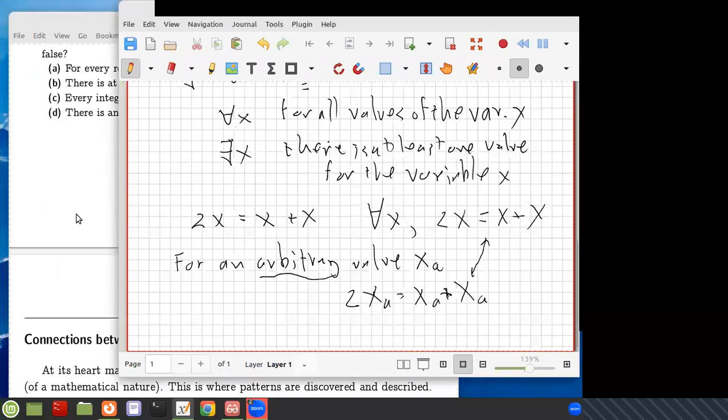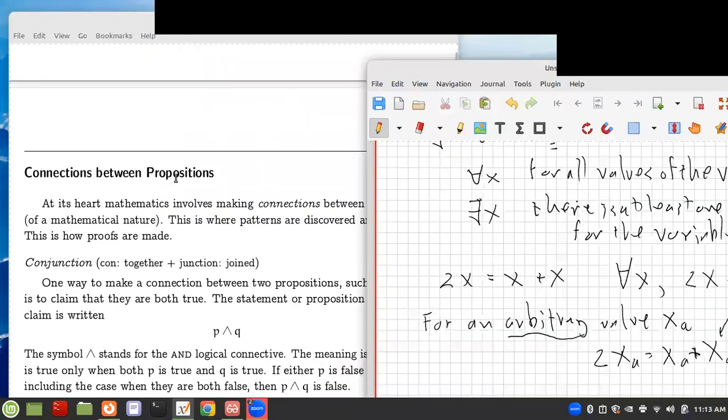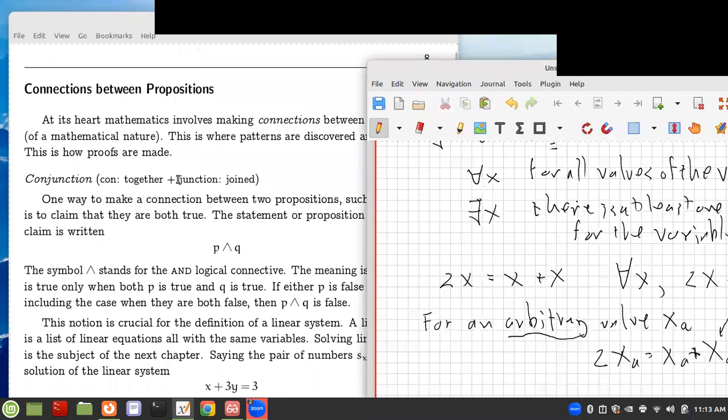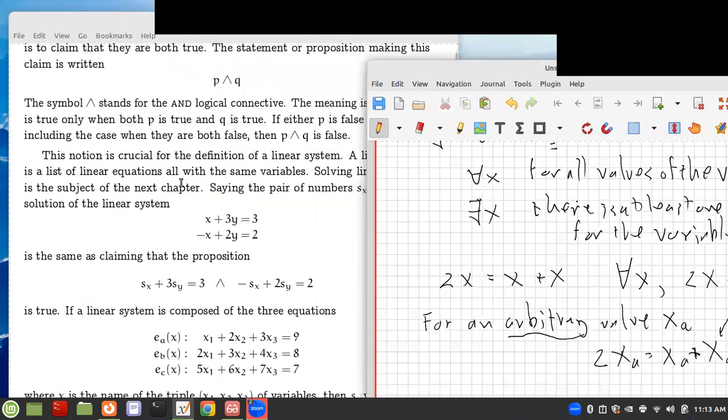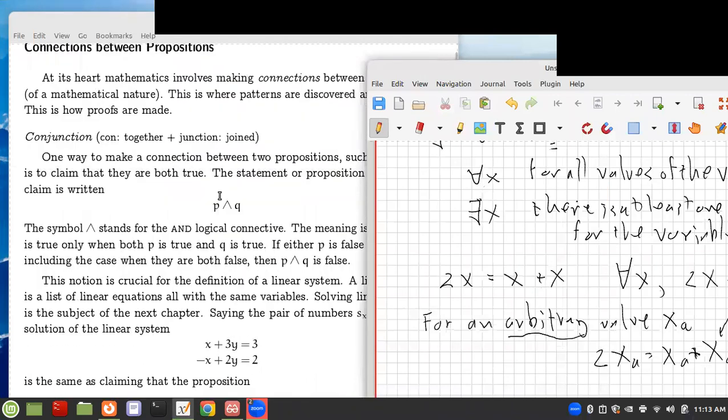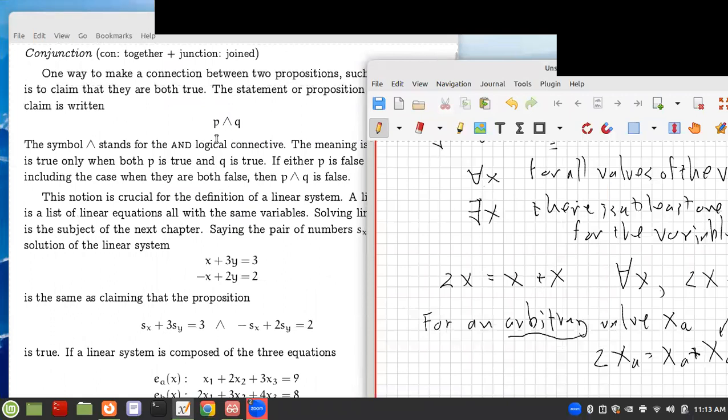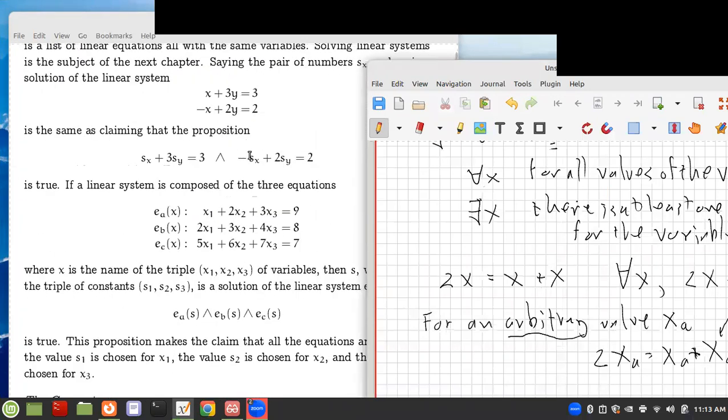Okay, now we started, I think, a few days ago, last week, dealing with connections between propositions, where we looked at the connection of conjunction, where P and Q is true only if both P is true and Q is true. And we noted that that's what's going on with a linear system. The fact that it's a system is related to the fact that both of the equations have to be true in order to find a solution.